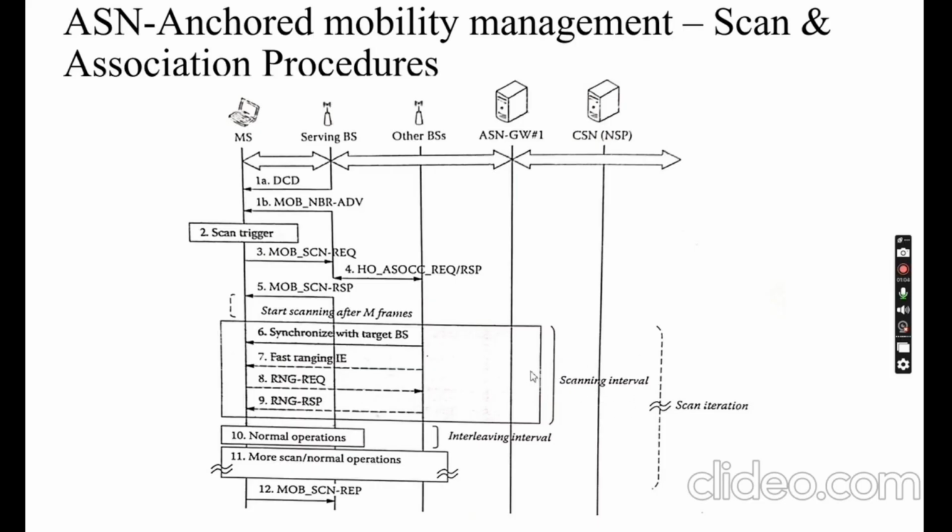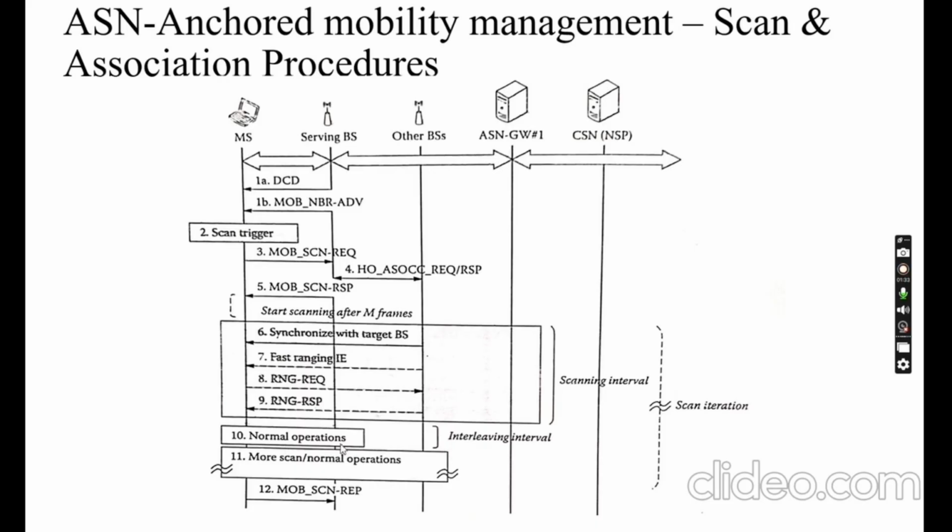After a scanning interval of some x milliseconds, the interleaving interval will begin. The interleaving interval is mainly to allow normal operations of data communication or voice communication for the mobile station. Currently, the mobile station may need to transmit some data. Even during handover, it should not be affected. So scanning will be done for some x milliseconds. After x milliseconds, for some y milliseconds, the interleaving will be done.